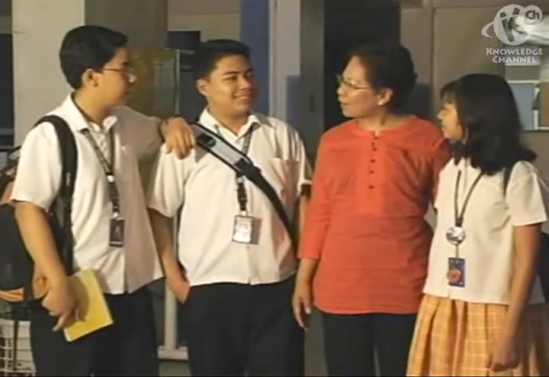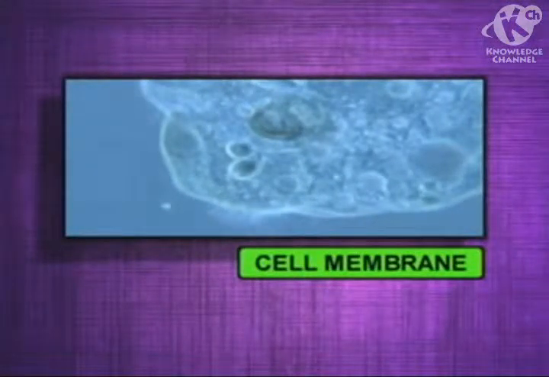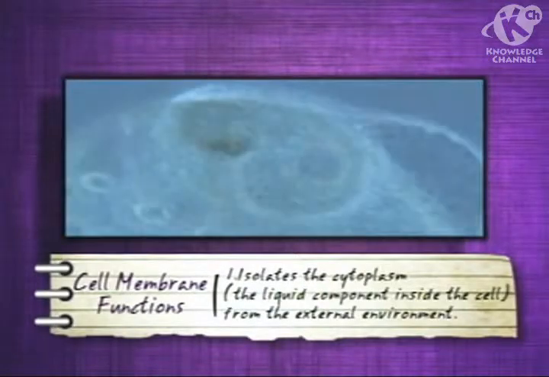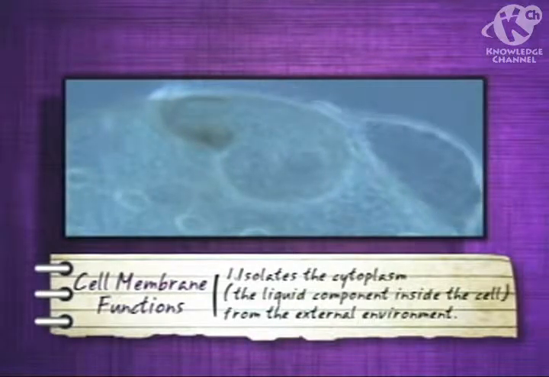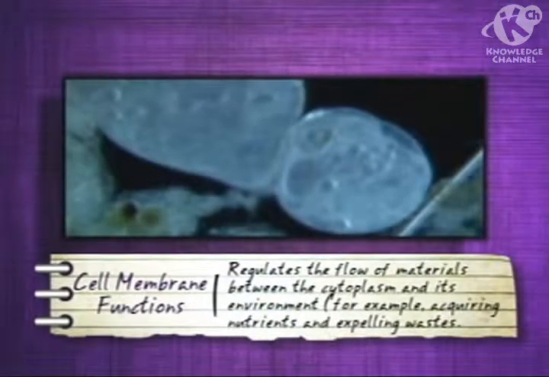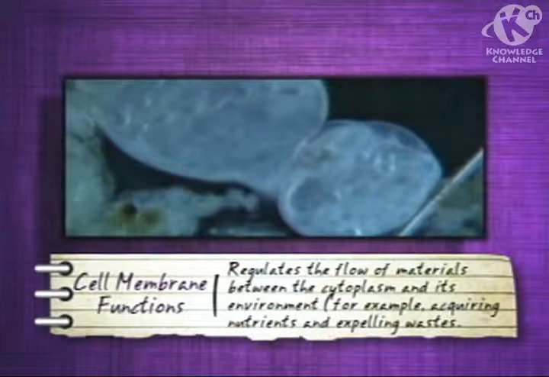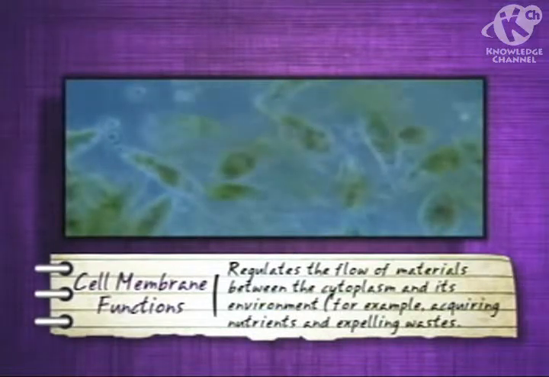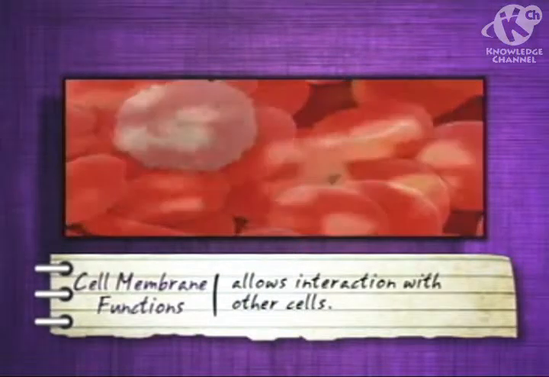Now, we will study the parts of a typical cell and the functions of these parts. All cells have at least three components. The plasma membrane, also called the cell membrane, performs the following functions. 1. Isolates the cytoplasm, or the liquid component inside the cell, from the external environment. 2. Regulates the flow of materials between the cytoplasm and its environment, for example, acquiring nutrients and expelling waste. And 3. It allows interaction with other cells.